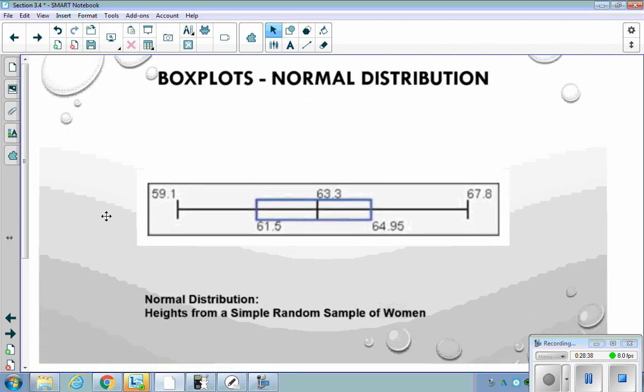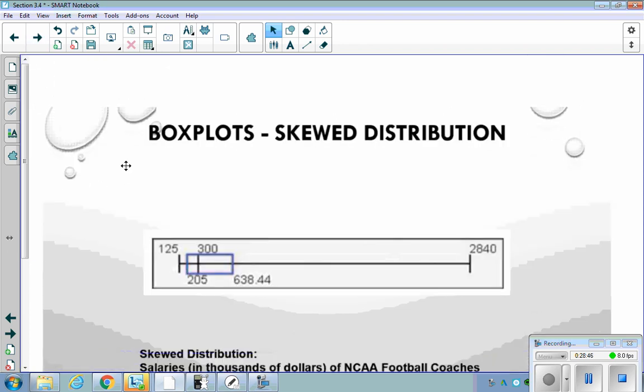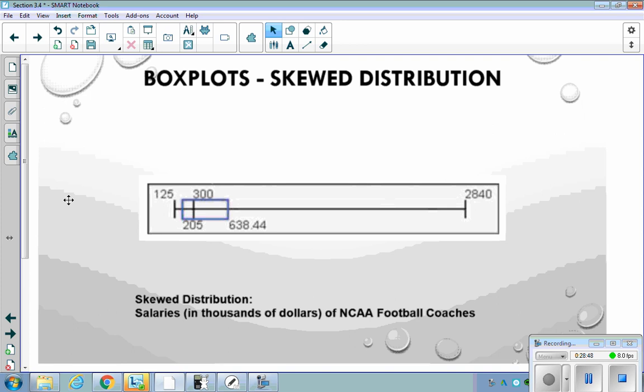There's one much better than mine. This was a random sample of the heights of women. There's a skewed distribution. This one happens to be thousands of dollars in salary of NCAA football coaches. I wonder who this is way out here at the end, right?